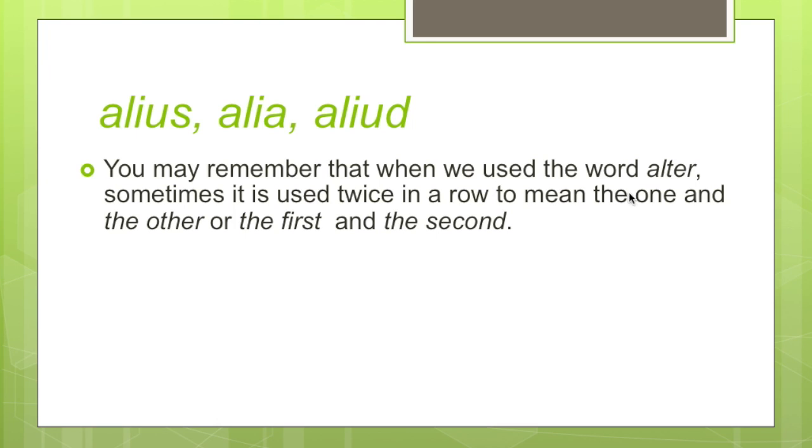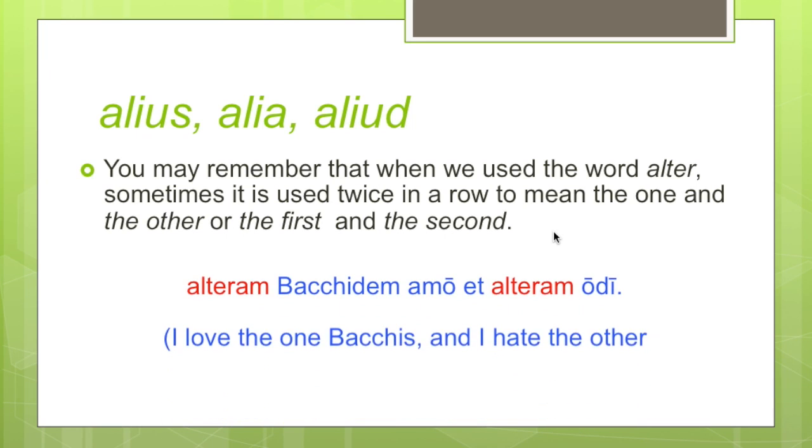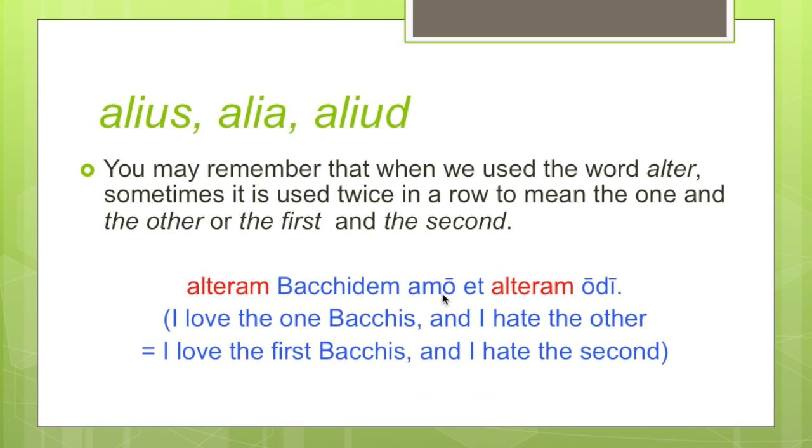You may remember that when we use the word alter, sometimes it is used twice in a row to mean the one and the other, or the first and the second. Here's an example. If I say alterum Bacchidem amo et alterum odi, this means, I love the one Bacchis, and I hate the other Bacchis. Odi, by the way, is a word that means I hate. Even though it looks perfect, it's actually present in meaning, and it means I hate. So, I love the one Bacchis, and I hate the other. Which, of course, can also be translated, I love the first Bacchis, and I hate the second.